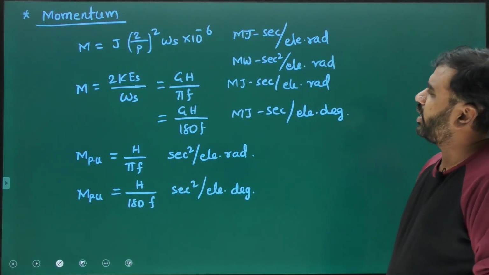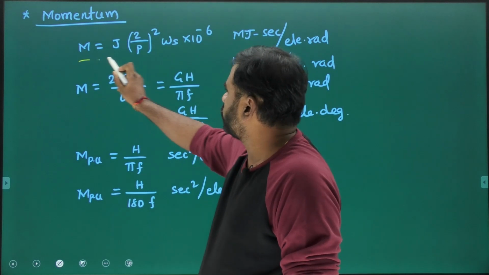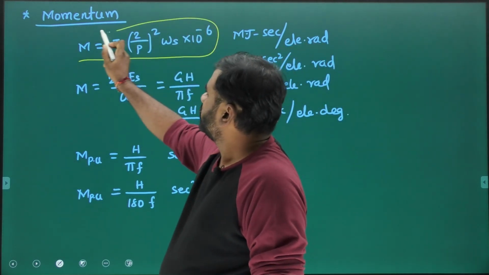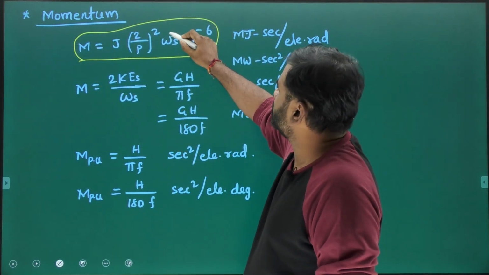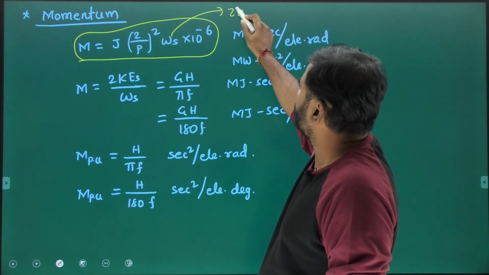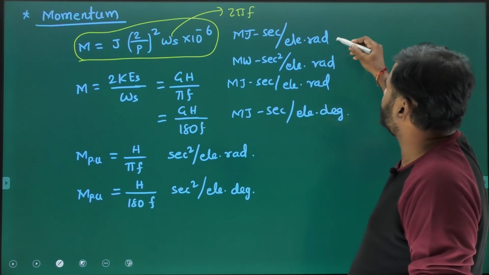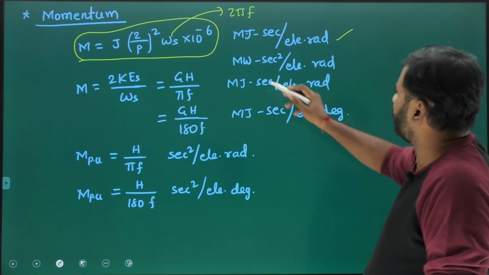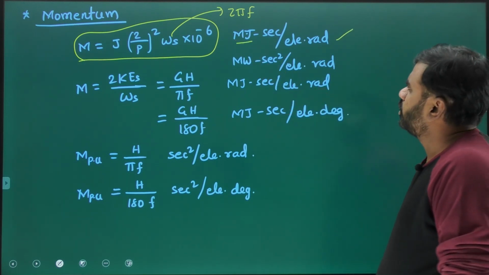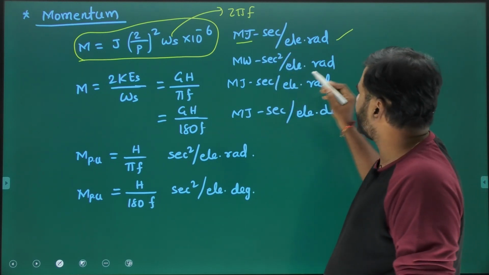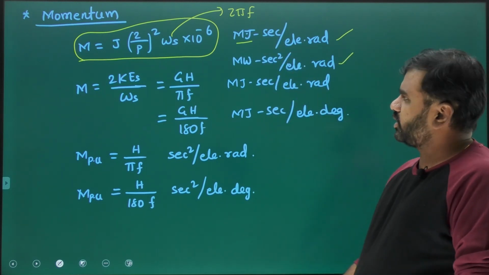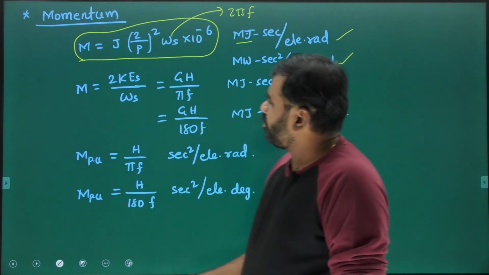See, the first momentum formula is J into 2 by P whole square into omega S. Omega S means in electrical radians per second, whose value is 2 pi f. So the unit is megajoule seconds per electrical radian. Otherwise megajoules can be written as megawatt second, so you can get megawatt second square per electrical radian. Now we can have another formula also.